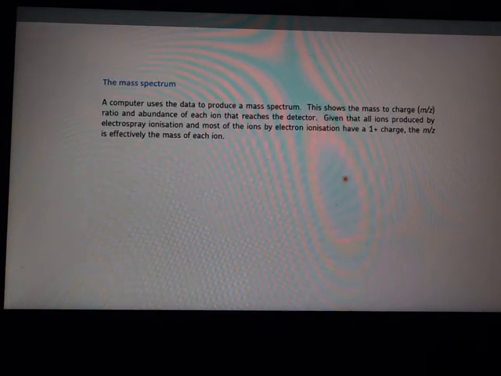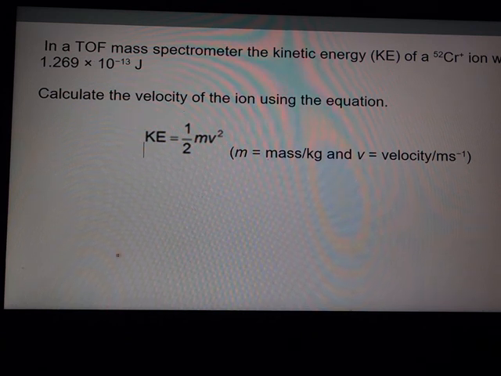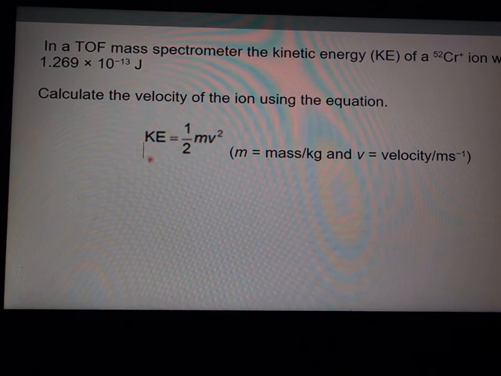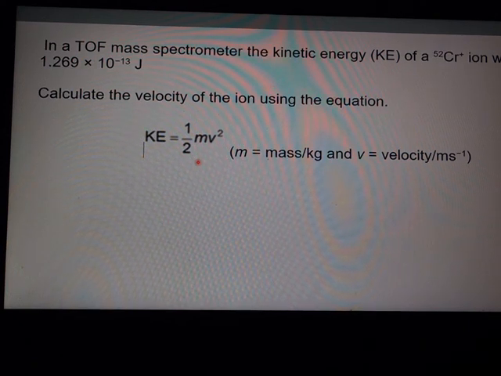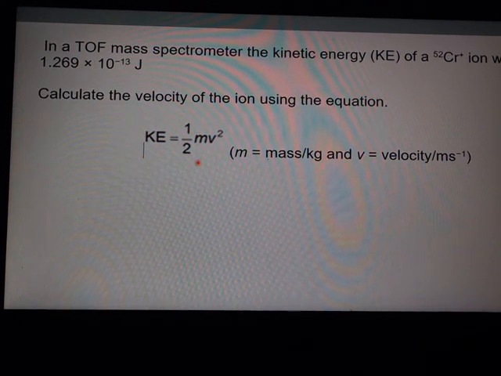Okay, so it's really important to be able to rearrange this type of equation. So here we've got kinetic energy equals half mv squared. That's a famous equation that some of you might remember from the physics exam. And so all of the ions are given the same kinetic energy. So that's how we can find out their mass.